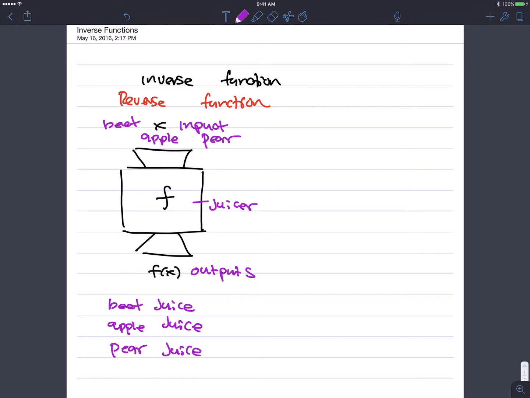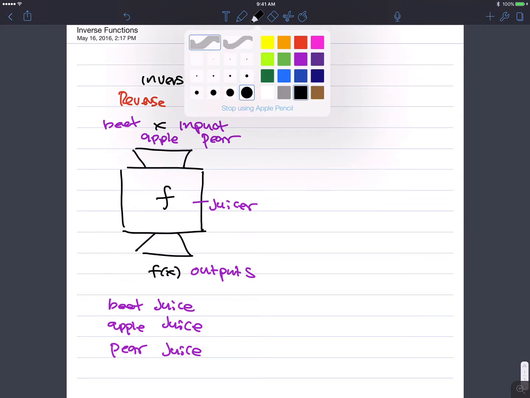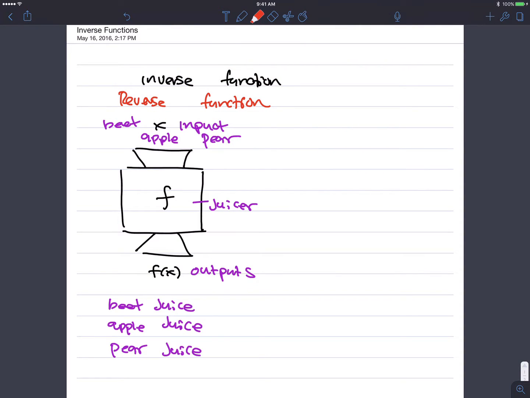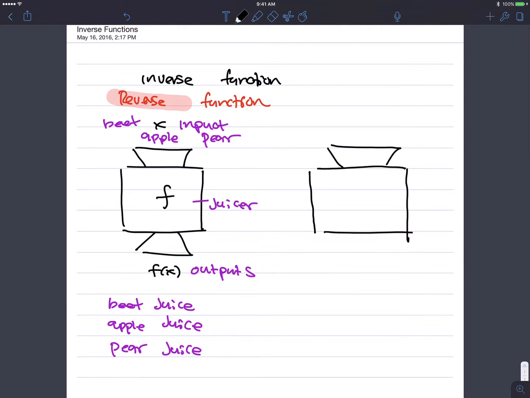Now I'm going to talk about something kind of amazing. What if we had a machine that worked in reverse? Made it from juice too. Yes, exactly. Meaning, I'm going to have my machine work in reverse. My inputs are now going to be, let's say, beet juice. If I put beet juice in my reverse machine, what should I get? I should get a beet. Is that true? Yeah.